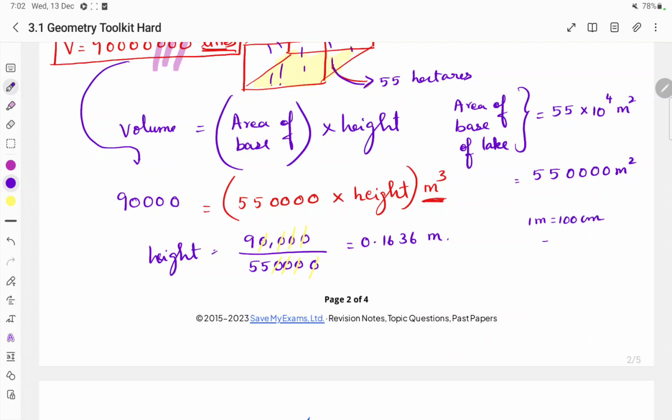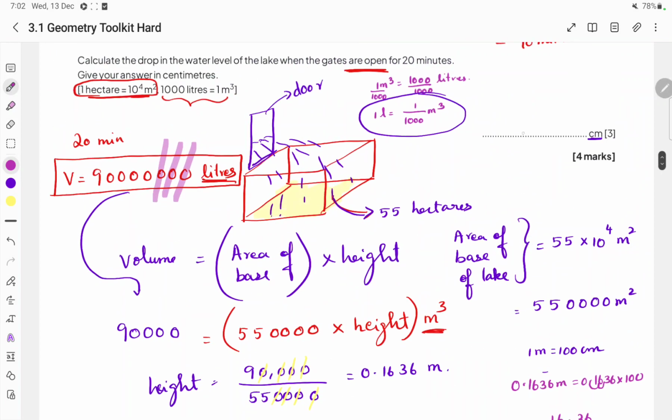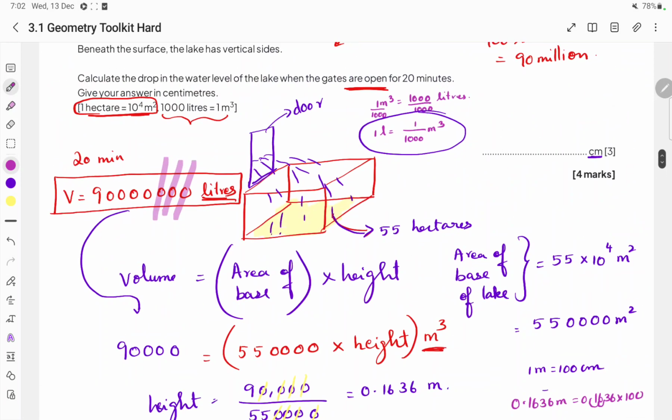So this much meter is there, which is 0.1636. 0.1636 meter will be equal to 0.1636 into 100. So the point will move 2 places, so it will be 16.36. If I round off this, it will be 16.4. You can use a calculator to multiply into 100 also. 0.1636 into 100, so this much centimeter will be there, because they are asking in centimeter. The final answer will be 16.4.